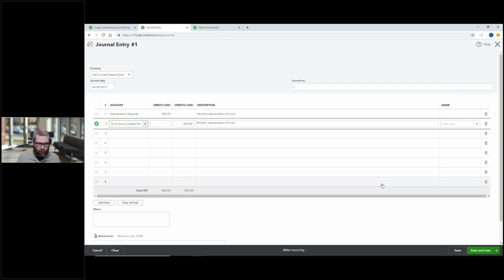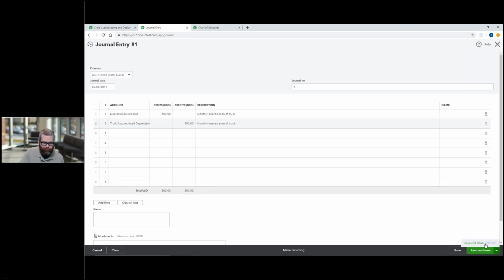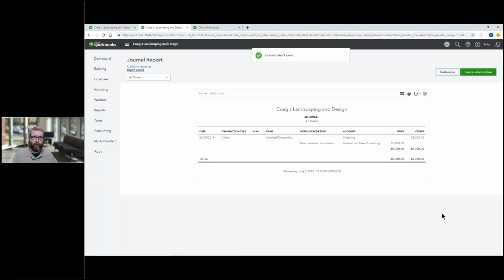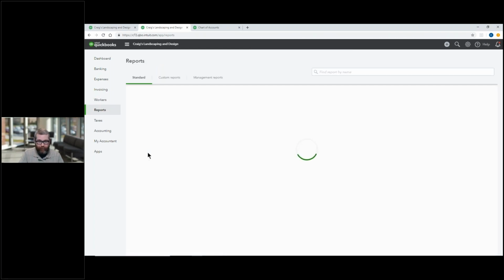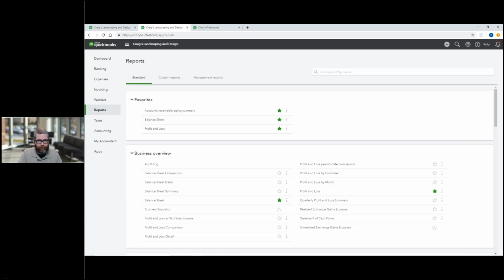We're good to go. We're going to go ahead and save and close this one. Make sure the date is right on journal entries, because sometimes they're supposed to be at the end of the year or at the end of a month or something like that. So sometimes you have to be particular about them. But that's it. And that's a depreciation journal entry.